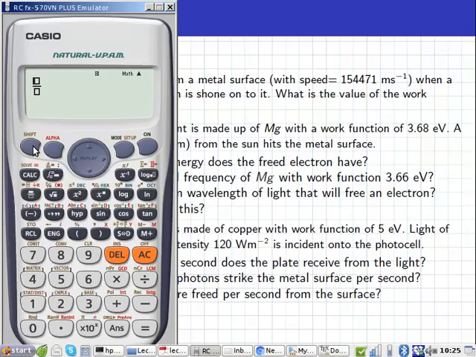And the work function here. Oh, sorry. 3.68 over h, yeah. And h is 6, yeah. Right, so this is what the threshold frequency is. So can you write that down? We might need it later, the answer. Or you have it already?